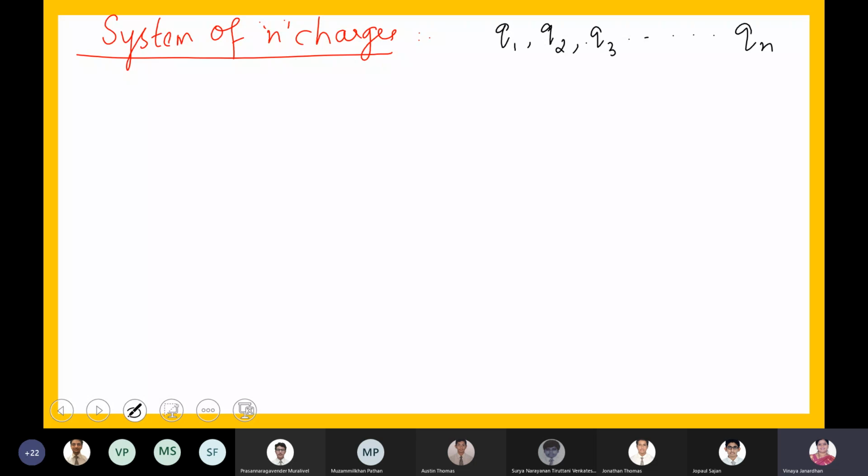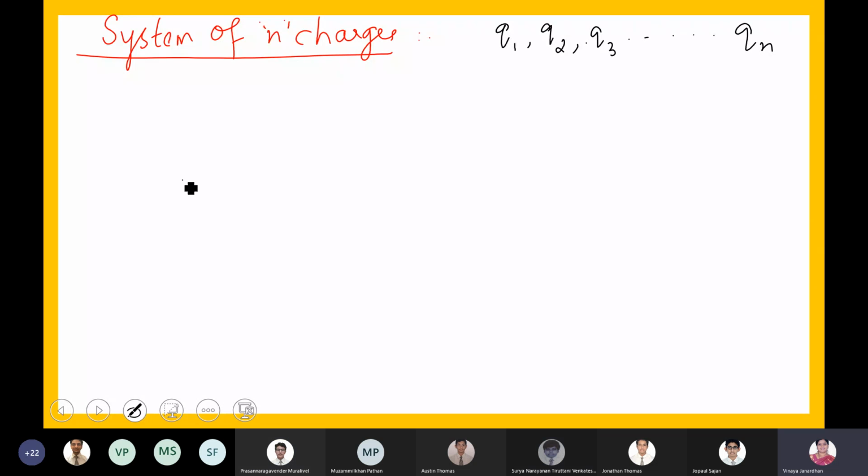Now what you need to find is: Q2 will exert a force on Q1, Q3 will also exert a force on Q1, Q4 will exert a force on Q1, Qn will also exert a force on Q1. You want to find the total force exerted on Q1. Are you clear, boys? Yes, ma'am.